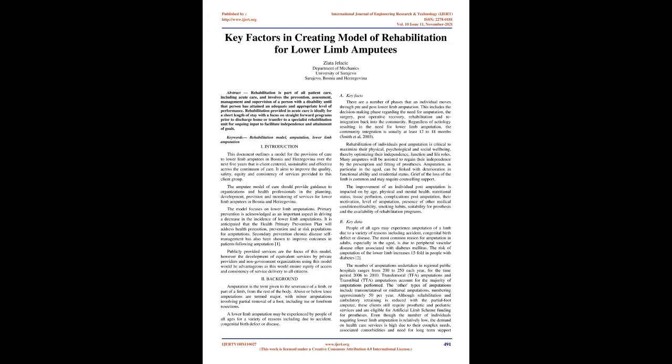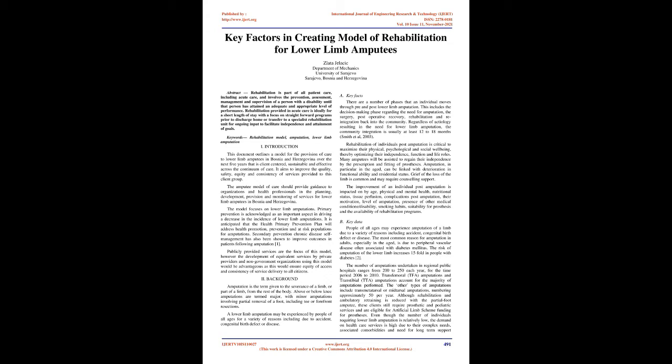management, and supervision of a person with a disability until that person has attained an adequate and appropriate level of performance. Rehabilitation provided in acute care is ideally for a short length of stay with a focus on straightforward programs prior to discharge home or transfer to a specialist rehabilitation unit for ongoing input to facilitate independence and attainment of goals. Keywords: rehabilitation model, amputation, lower limb amputation.